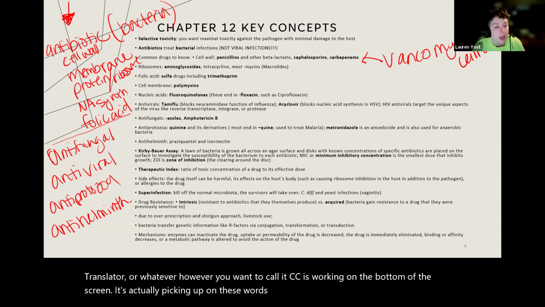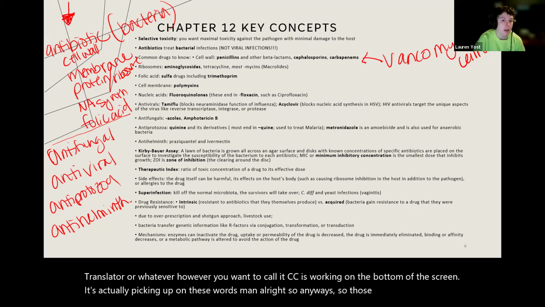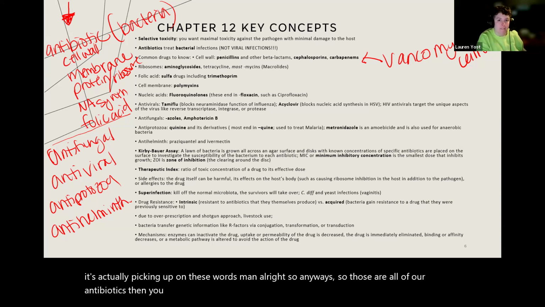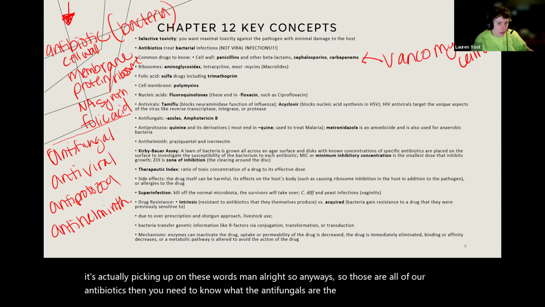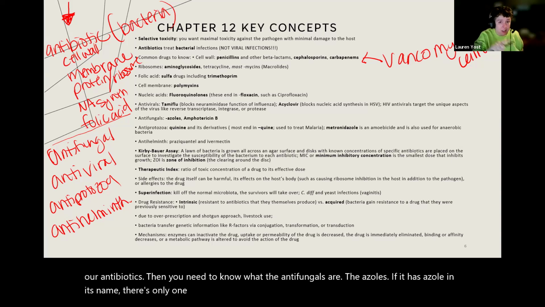All right, so anyways, those are all of our antibiotics. Then you need to know what the antifungals are. The azoles, if it has azole in its name, there's only one outlier. So the mycins, the one outlier was vancomycin. It affects the cell wall.